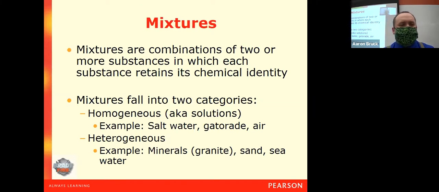And we talked about mixtures. Mixtures fall into two different categories as well. We have the homogeneous mixture, which we call a solution, and we have the heterogeneous mixture. And the main difference between them is in their appearance. Homogeneous mixtures are homogeneous. They look the same.